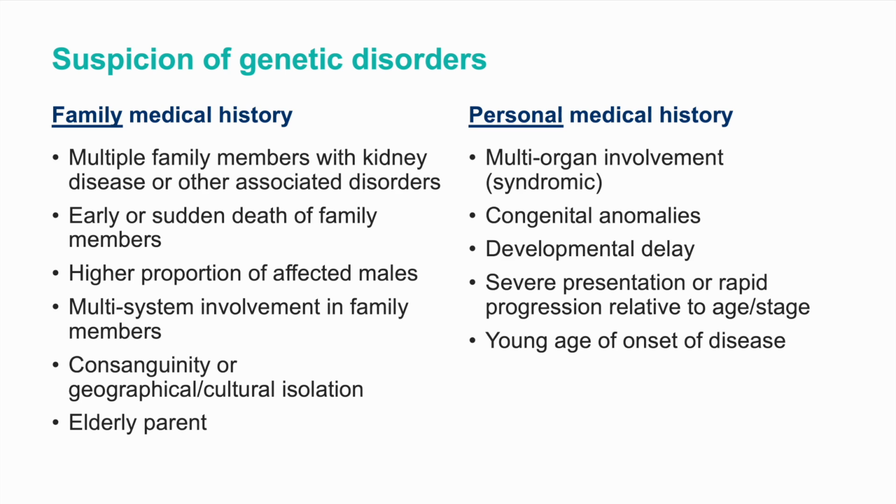On the personal side, multi-organ involvement, so have a syndromic presentation, congenital anomalies, developmental delay, severe presentation or rapid progression relative to age or stage, and the young age of onset of disease. These would be the clues on the personal medical history. I am not going to discuss with you today how to collect the patient's personal medical history, and instead I'm going to focus on the family medical history.